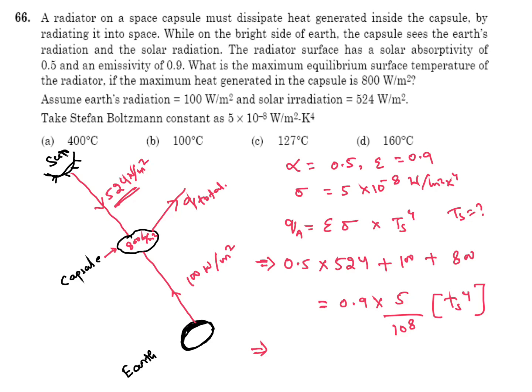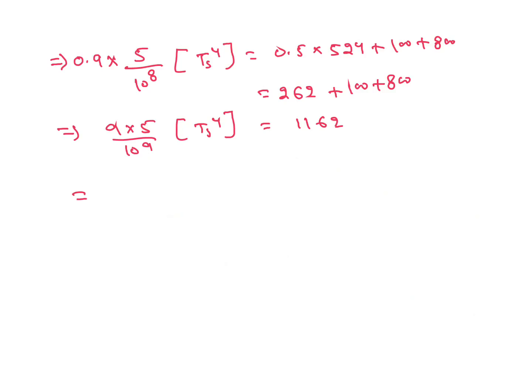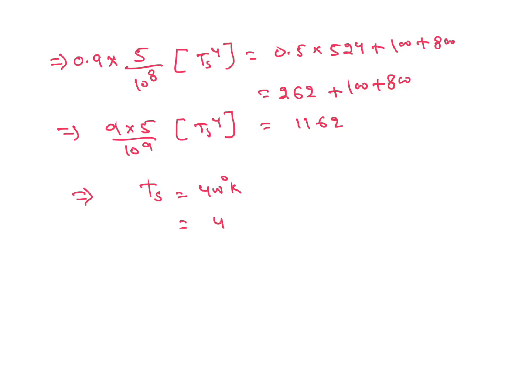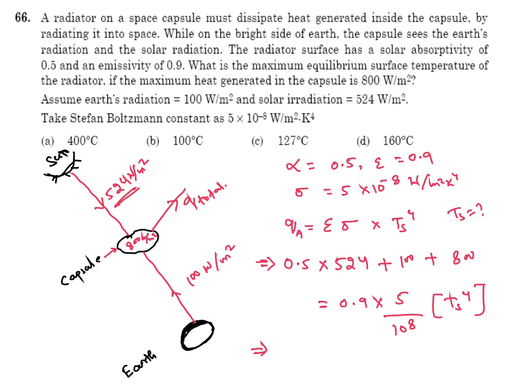If we solve this one, we will get around Ts equal to 400 Kelvin. Our options are in degree Celsius, so 400 minus 273, 127 degrees Celsius. This is our answer. So heat incoming and heat generated is equal to Q total.